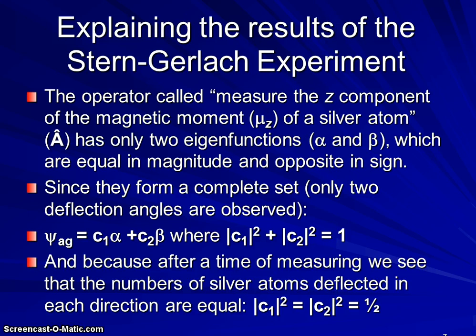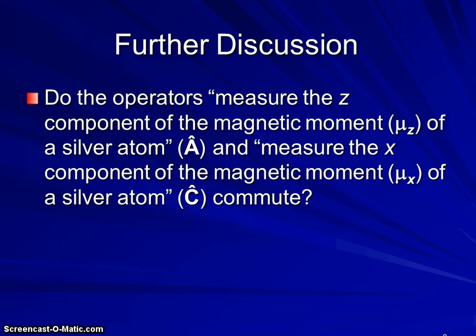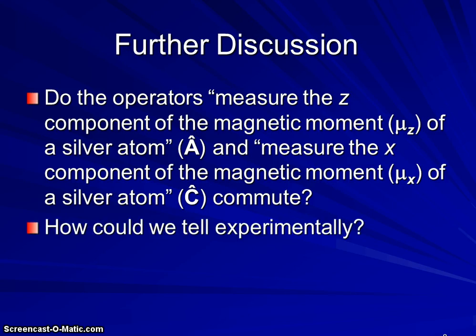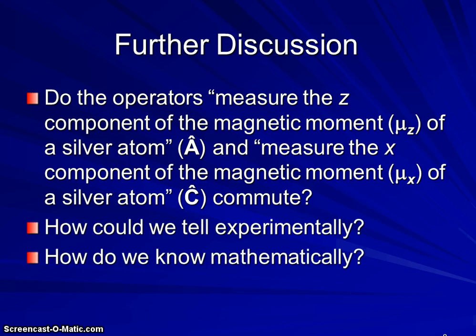So the question that comes up: we had the magnet oriented along the y-axis. What if we had it oriented along the x-axis? Even better yet, what if we took the two separate beams and placed magnets along them and separated them by x-axis? Does it matter if we separate them by x first and then z, or by z first and then x? In other words, do the operators that measure the z component of the magnetic moment and measure the x component of the magnetic moment commute? And so how would we tell that experimentally, and how would we tell that mathematically?